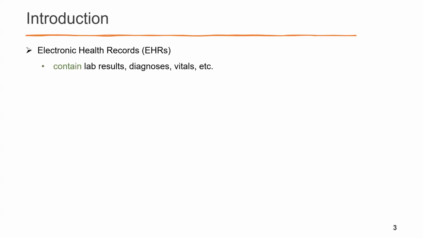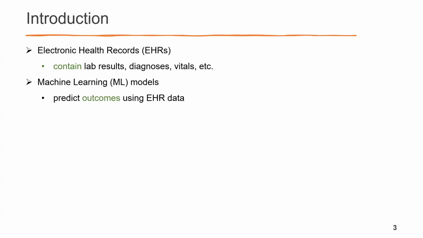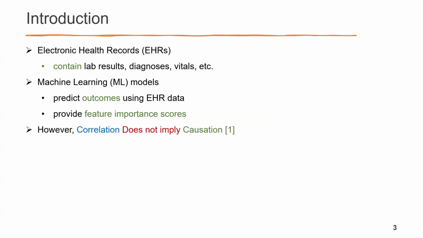To begin with, this work is mainly based on electronic health records data. It contains lab results, diagnosis of diseases, vitals, and so on. In the machine learning domain, EHR data is widely used in disease prediction tasks, and machine learning models can provide feature importance to interpret the important variables of predictive modeling. However, correlation cannot reveal a true causal relationship.